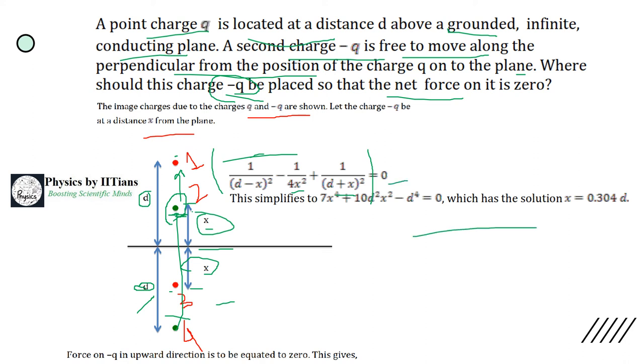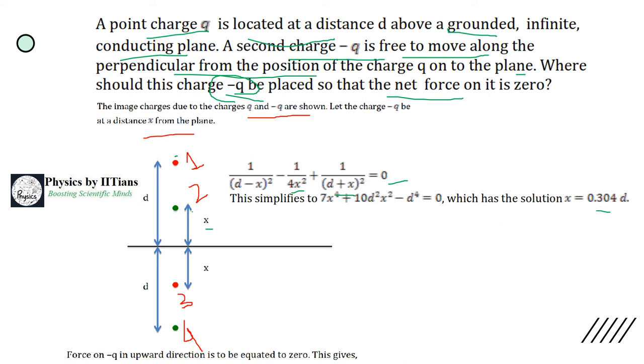After simplification, we get x, the distance of the minus q charge, as minus 3.4 d. Hopefully you understand what I am going to tell you: you have to first consider the image charges, then find out the distance between them. If you find out the distance between them properly, you can find the Coulomb forces. And after finding the Coulomb forces, as the net force is 0, you will find the distance.